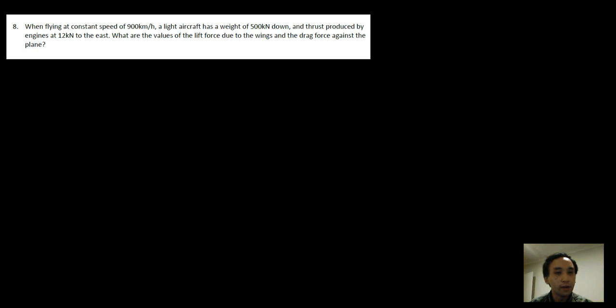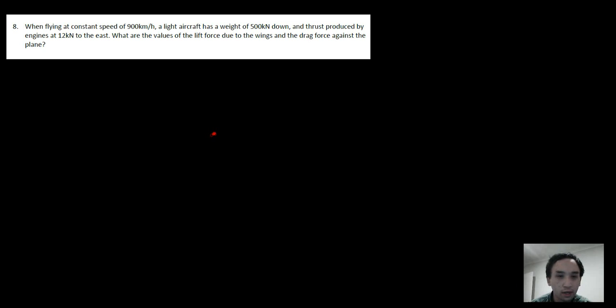Okie doke. What do we have over here? We got a light aircraft, and it has a weight of 500 kilonewtons now. Right, there's quite a few things happening here, so maybe we'll just draw one thing at a time. So here we have an aircraft. I'm just gonna draw this as a single point, just to simplify the problem.